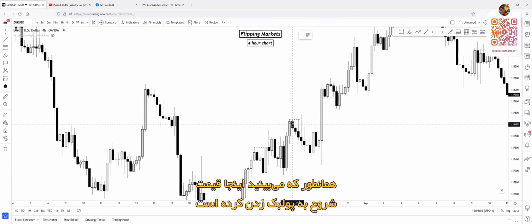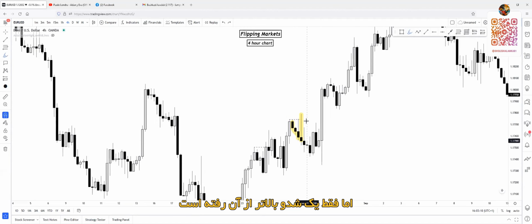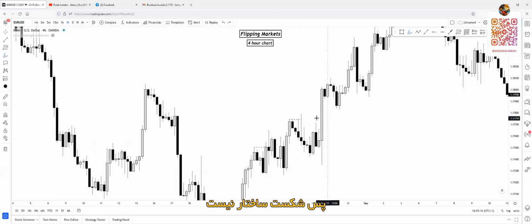As you can see, price started to form a pullback here. After the pullback, on the fourth candle, price tried to break above this high, this weak high, but it only wicked above the high. So it didn't close above with the body, and it won't be a breakout structure.